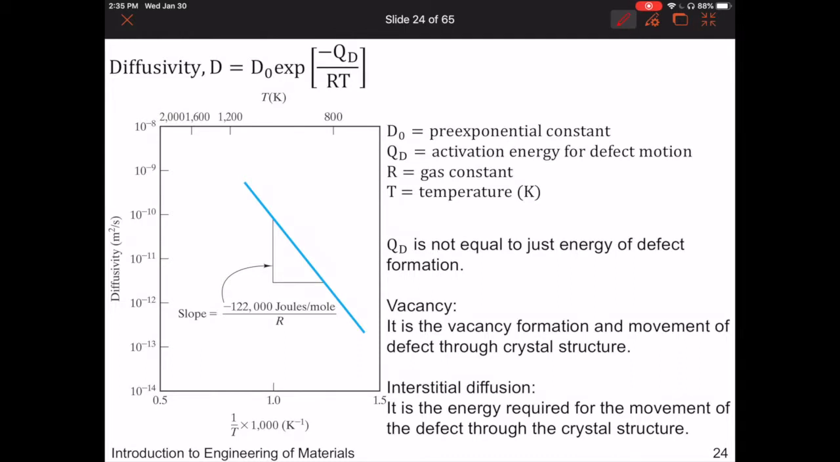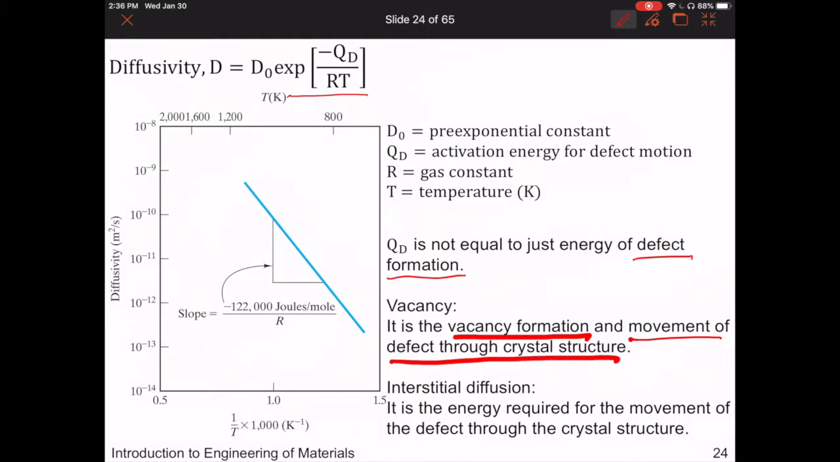The diffusion coefficient, or diffusivity D, is related to the temperature via this exponential equation. D naught is the pre-exponential constant, QD is the activation energy for defect motion, R is the gas constant, and T is the temperature in Kelvin. Here, QD is not just the vacancy formation, it's beyond the defect formation energy.